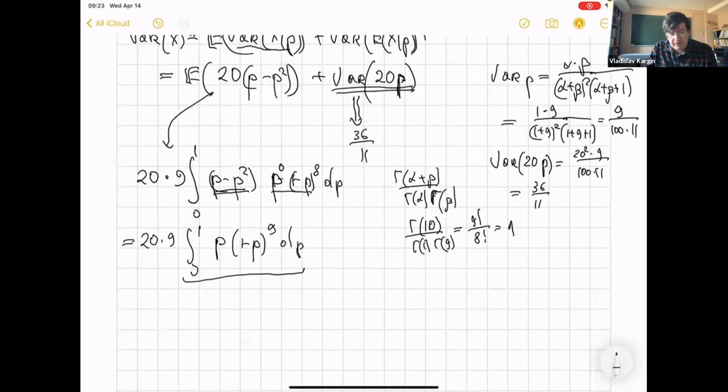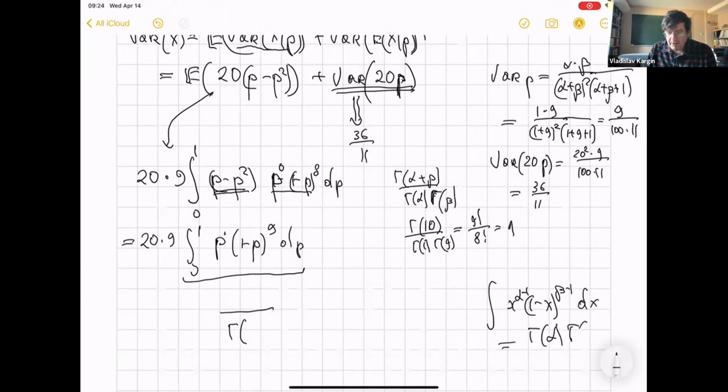Or you can say, all right, this is a beta integral, so its value is equal to gamma, and here you'll need to use the formula that the integral from 0 to 1 of x to the power of alpha minus 1, times (1 minus x) to the power of beta minus 1, dx, is equal to gamma alpha gamma beta divided by gamma of alpha plus beta.